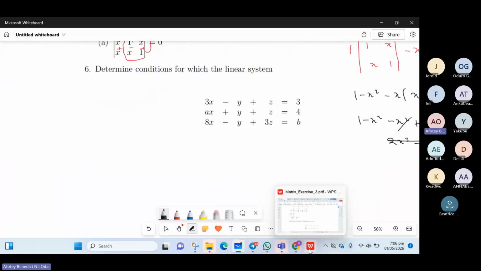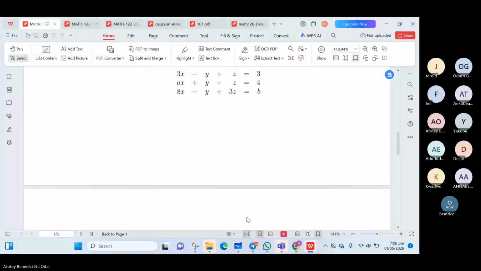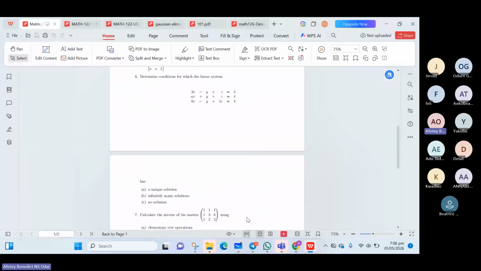So I think I didn't get all the question. Okay, so this is the full question. I've sent it to the group. You can look along if you have the PDF, right? I've already sent it to the group.